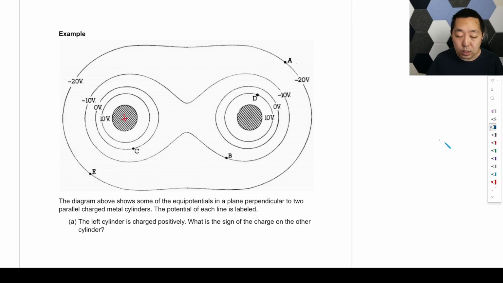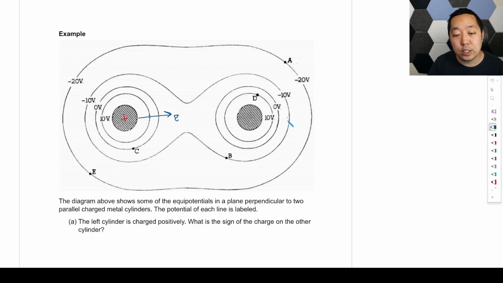Now, let's think about the direction of the electric field. How do I know this is positive charge? Well, the electric field points from higher to lower potential. So that means it's pointing in this direction, because it's 10 volts, then 0 volts, then negative 10. And remember, for a positive charge, the electric fields point away.